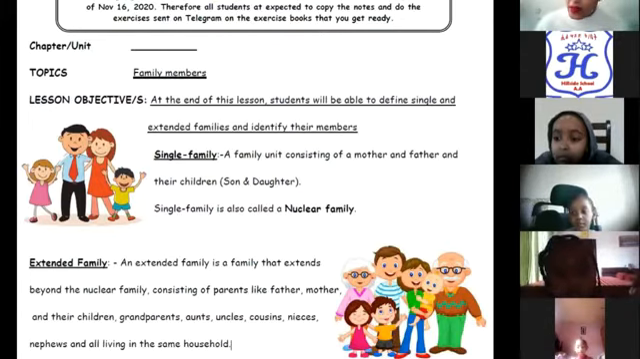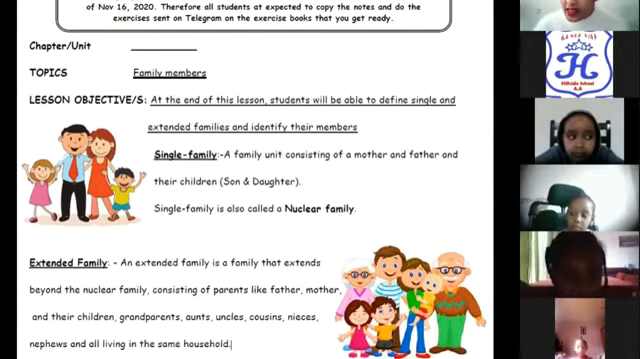Okay, extended family. Extended family members are divided into five: grandfather, grandmother, uncle, aunt, and cousin. Do you know this? An extended family is a family that extends beyond the nuclear family, consisting of parents like father, mother, and their children, and also grandparents, uncle, aunt, and cousin. Good. This is all about family members.